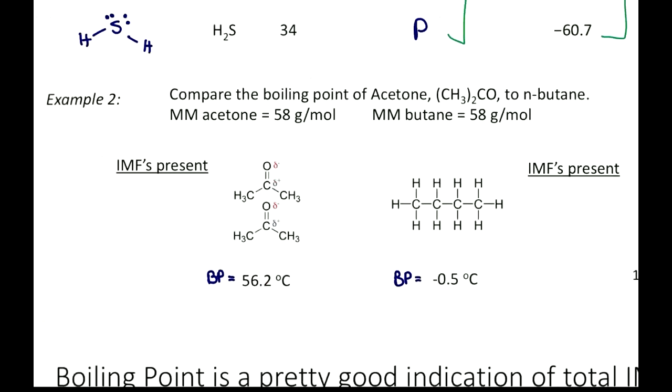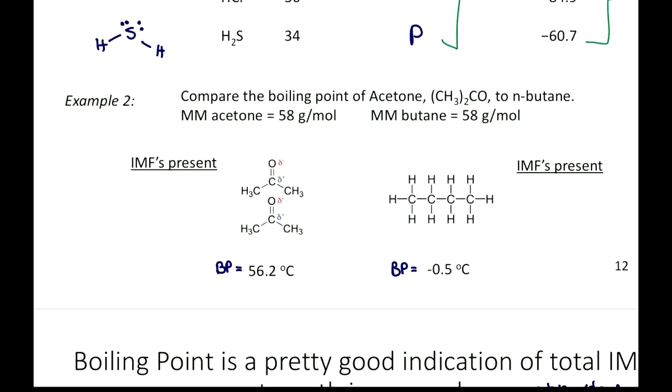But let's list all of the IMFs present in those two molecules. So let's do the first one, LDF. Do both of them exhibit LDF? That's a trick question. Everything exhibits LDF. So yes, they do. Both of them exhibit LDF. Is any one more than the other if we look at their molar masses? They're actually the same because both of them have the exact same molar mass, 58. I tried to pick two that were the same size relatively. They have the same LDF.